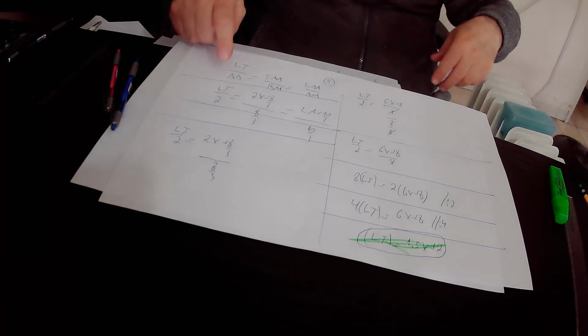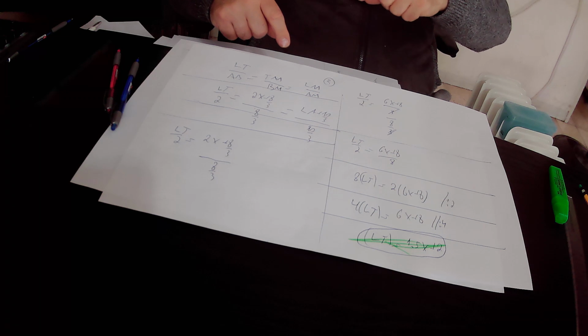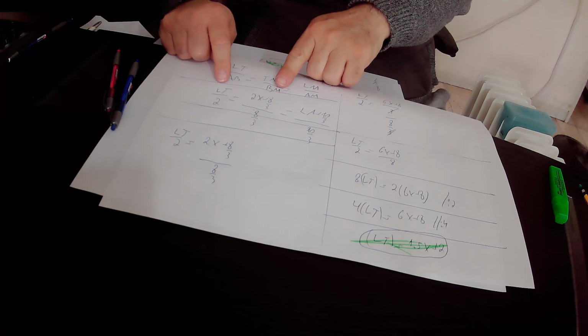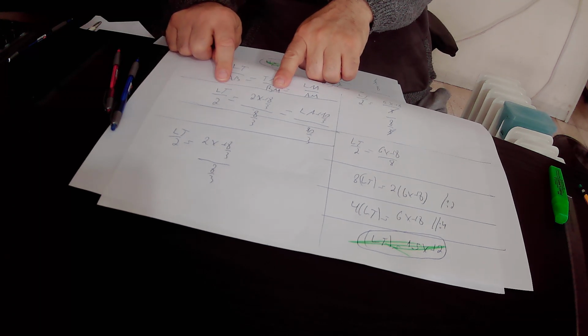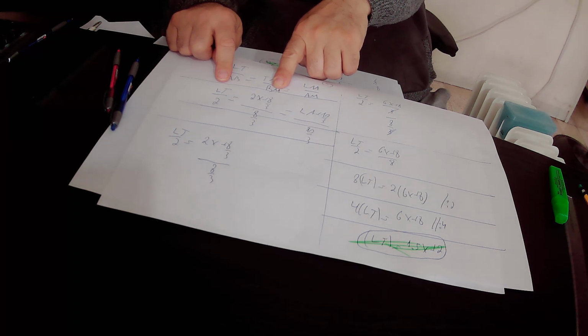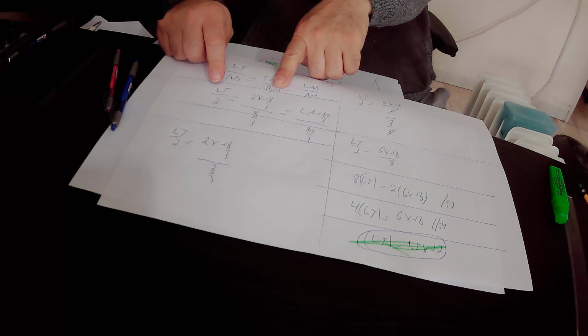So we got this equation. Those two sides are equal to each other. Therefore, we get the first equation from those two sides that are equal to each other. So according to the first equation, LT over 2 equals 2x plus 8 over 3, over 8 over 3.